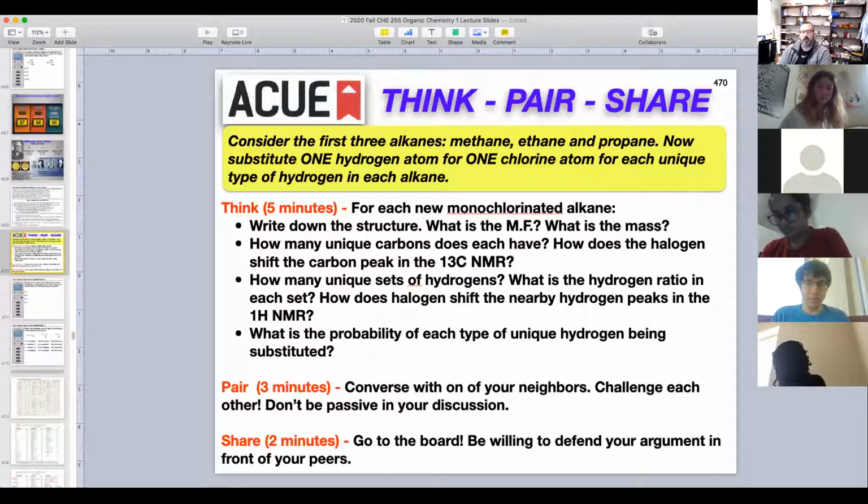And then the big thing is what is the probability of each type of unique hydrogen atom being substituted. So I want you to think about that before I actually tell you what that means. So let's take 10 minutes or so to consider this. If you have questions, again, you can unmute or write them in the chat. I really want you to think about that before I start writing stuff down.